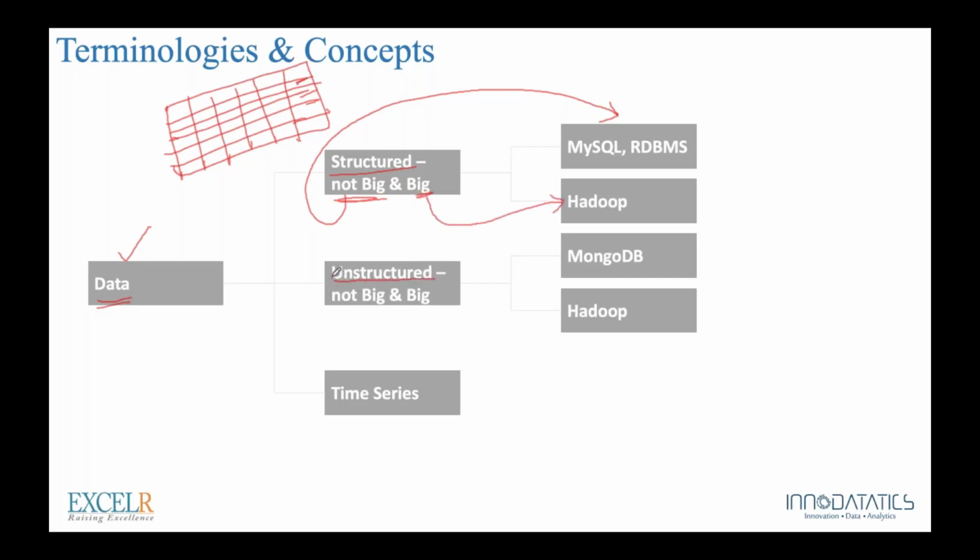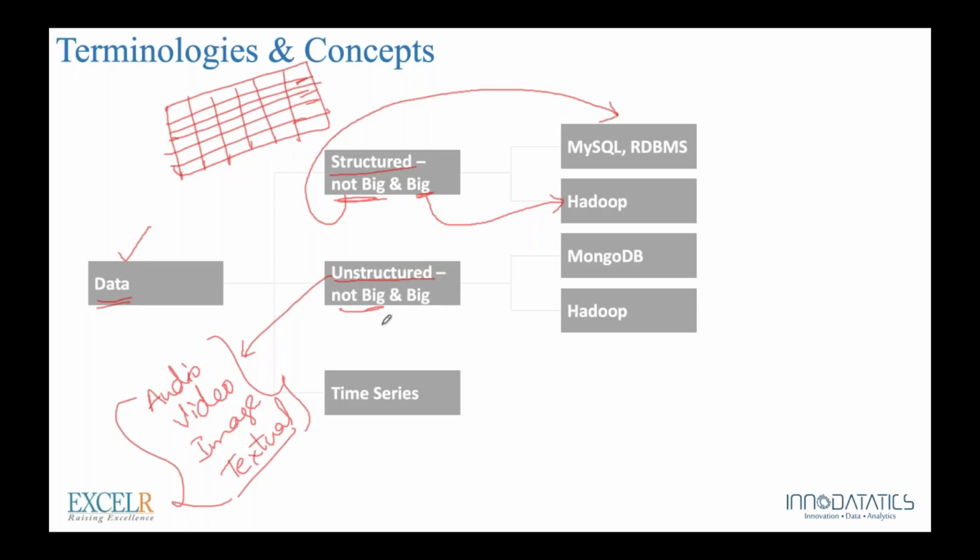If you have data which is unstructured, what could it be? Audio files, video files, images, or your raw textual data. If you have any of these unstructured data which is not big, I mean not sizable, then you store it in something called MongoDB. If it is big, you store it in Hadoop. So simply put, if you have data which is big, you store it in Hadoop. That's from your structured data perspective.